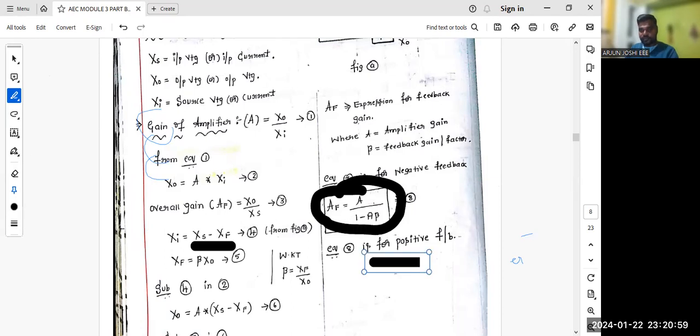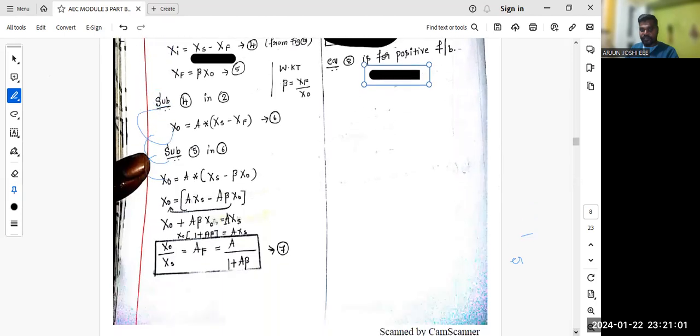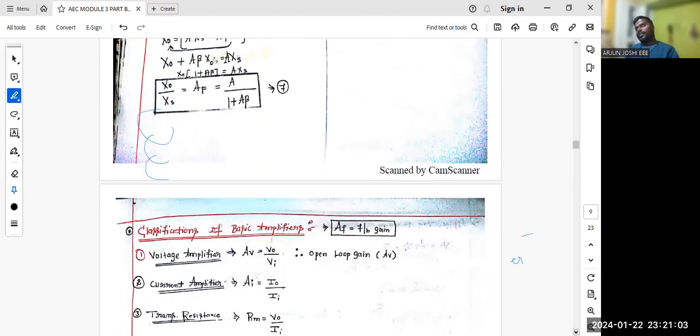I hope all of you understand this derivation, which is very important. We should know Af is equal to A divided by 1 plus A beta for negative feedback. Af is equal to A divided by 1 minus A beta, that is nothing but positive feedback.